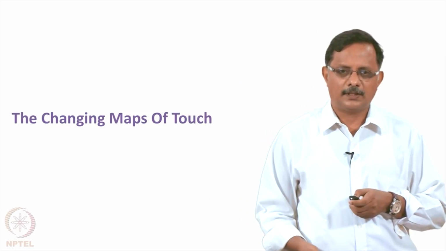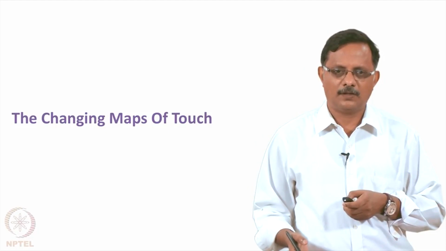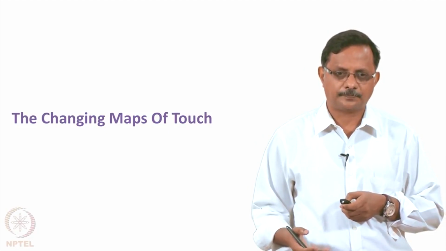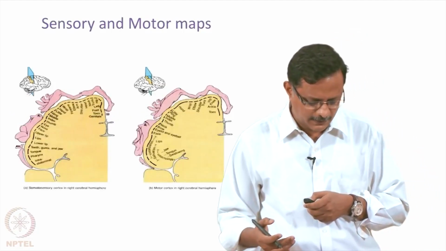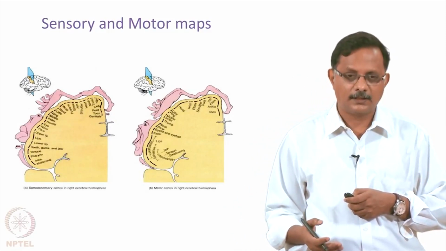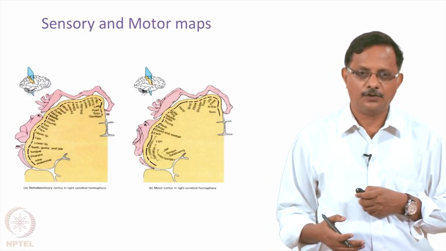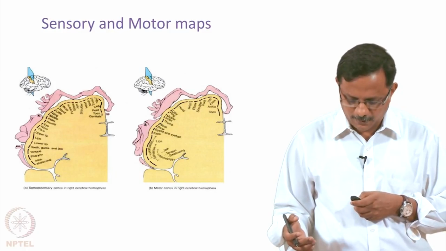Let us look at a slightly more complex phenomenon. This is from the domain of the somatosensory cortex, or touch. We have seen these maps before. On the left you see the somatosensory map in humans, and on the right you see the motor map.